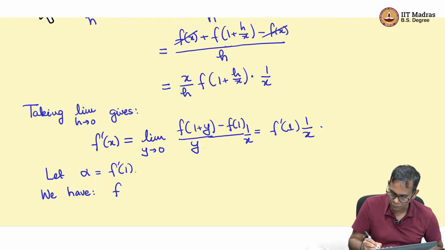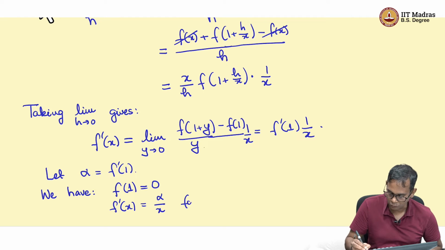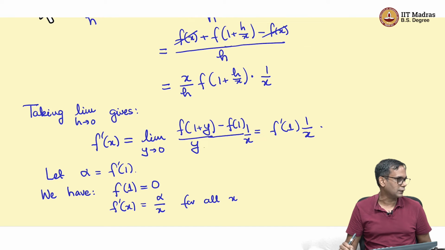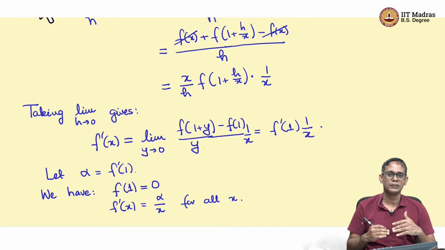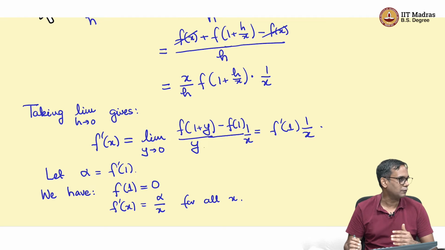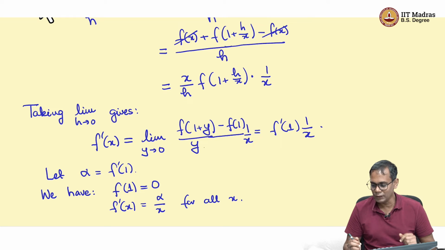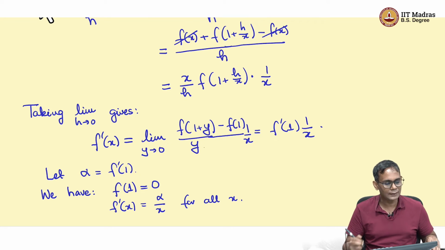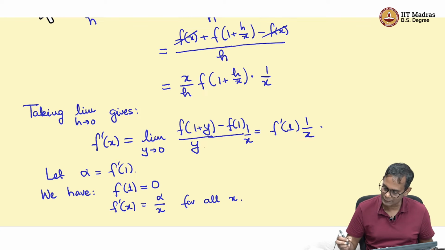f of 1 is equal to 0 and f prime of x is equal to alpha over x for all x wherever we are going to define this function. So, what this says is that we are looking for a function whose derivative is alpha over x. So, what we will do is we will just define it as the integral of alpha over x.